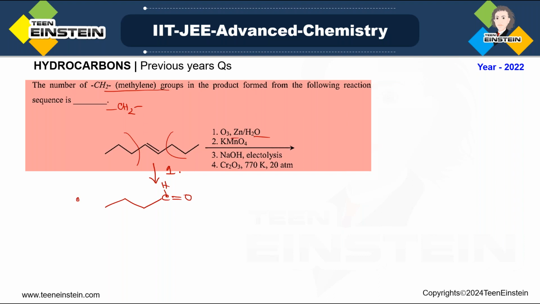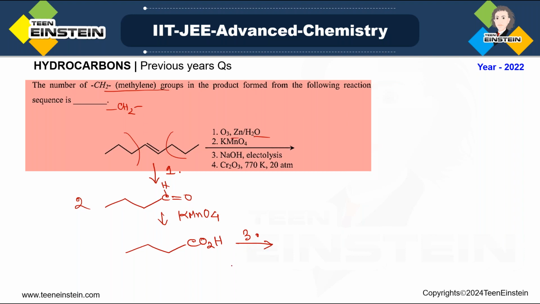2 molecules of aldehyde basically you will get, right? Next we are adding KMnO4, which is reagent number 2. Now it is an oxidizing agent, so this will now be converted to carboxylic acid. The next reagent is number 3, where it is NaOH electrolysis.